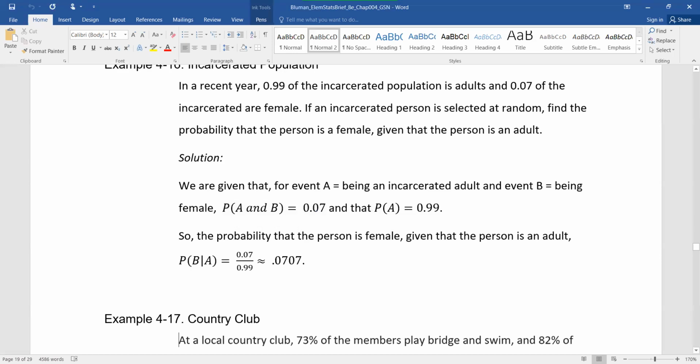So what we're going to do is figure out the randomly chosen person is female, given that they are an adult. You're going to take the and situation, that both a female and an adult, which is 0.07, and then divide that by the actual fact that A happened, which is 0.99. So the probability of an incarcerated female is 0.0707.